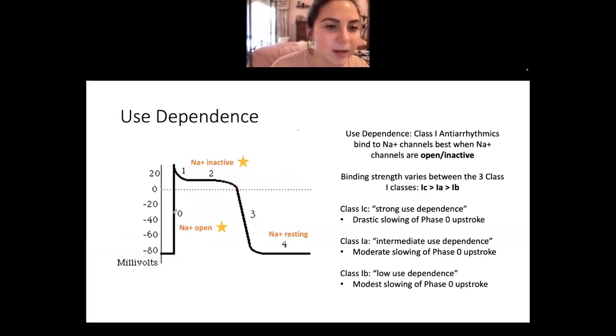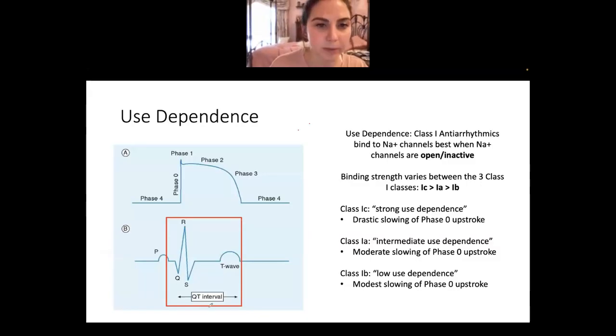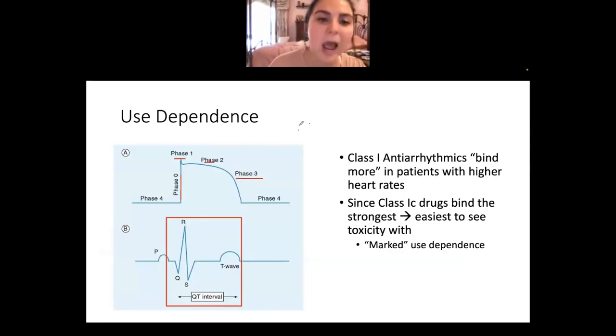Okay, and then if we look at this with an EKG, where on an EKG are sodium channels open or inactive? Right here. They're open or inactive here because remember, they're open here and then they start to become inactive with phase 1, phase 2, and phase 3. So this is really where sodium channels are open or inactive. And I point this out because class 1 antiarrhythmics are really good to give to patients that have tachycardias. And hopefully that makes sense after seeing this, because in a tachycardia, you see tons and tons of QRS complexes, right?